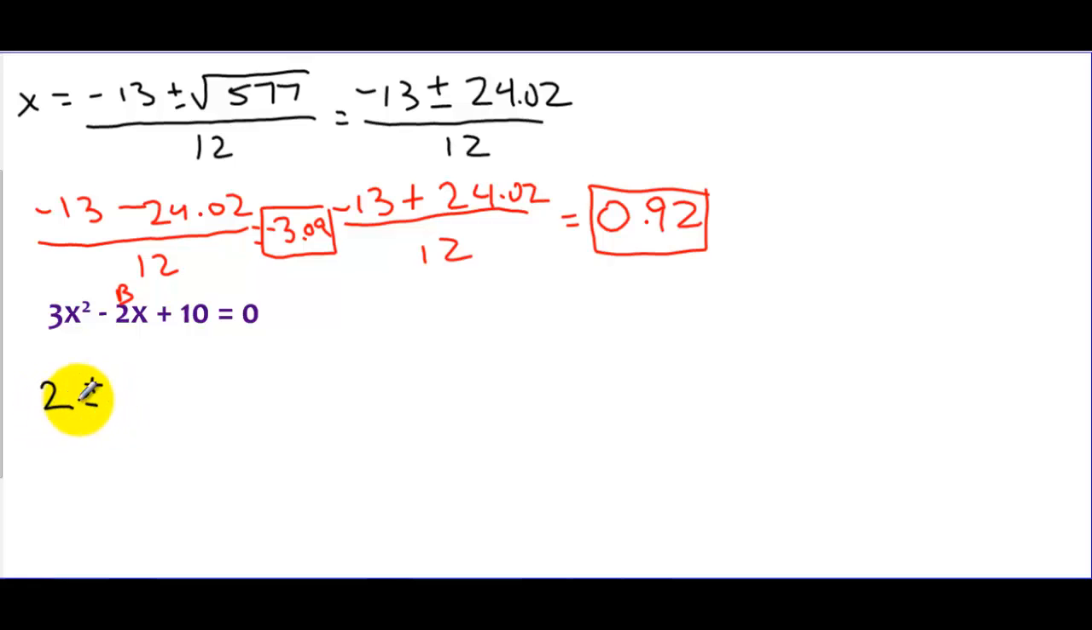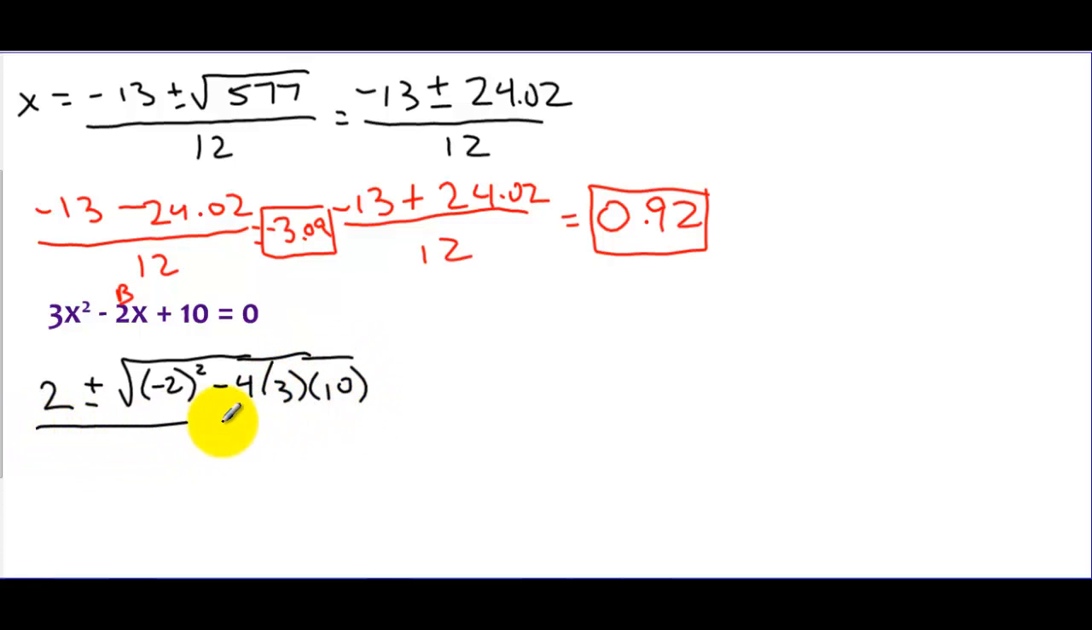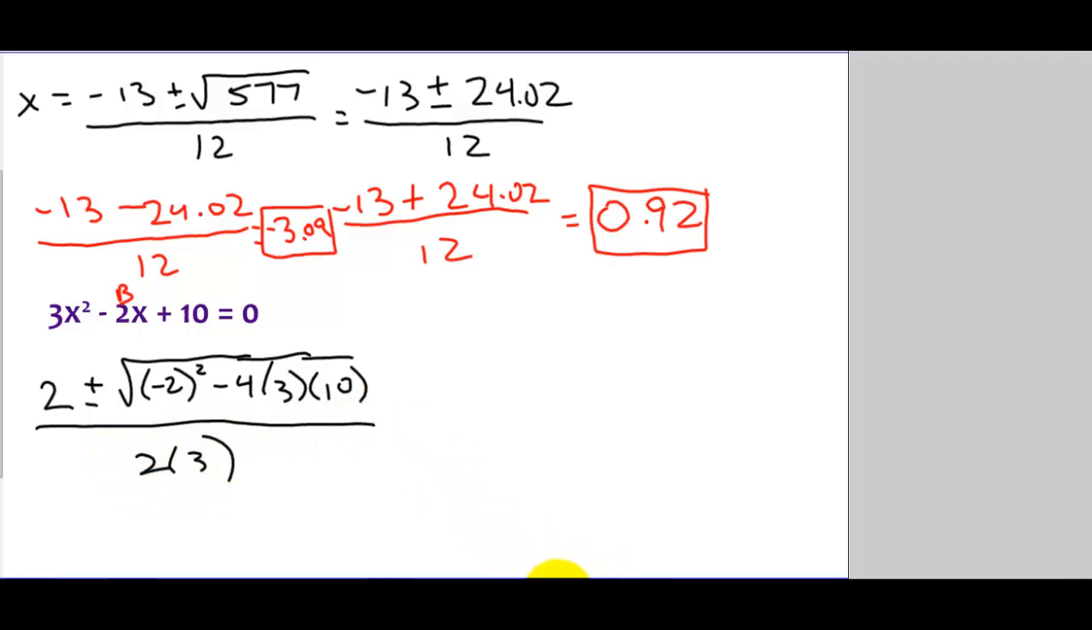So it's positive 2 plus or minus the square root of negative 2 squared, minus 4 times 3 times 10. Again, it's all over 2 times 3. So watch what happens here. A couple little, again, calculator things.